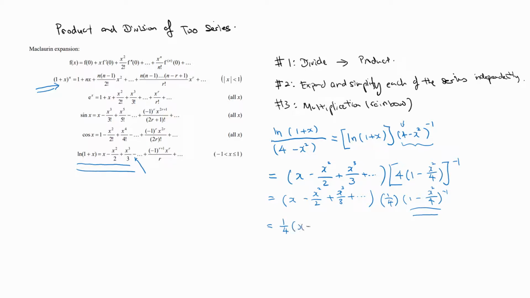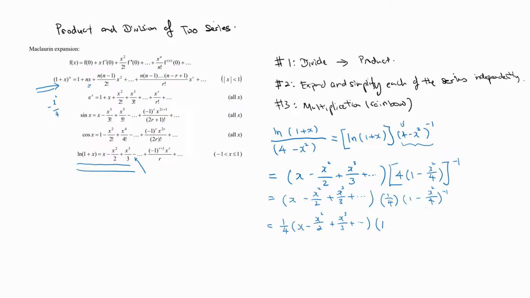Then we have x minus x squared over 2 plus x cubed over 3 plus dot dot dot. Okay, and then we're going to expand this guy, 1 minus x squared over 4. So we will replace the x with minus x squared over 4, okay? So the first term would simply just be 1.